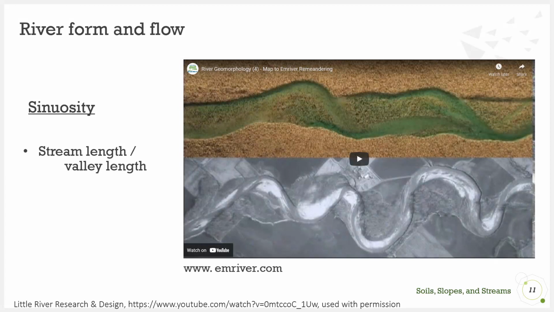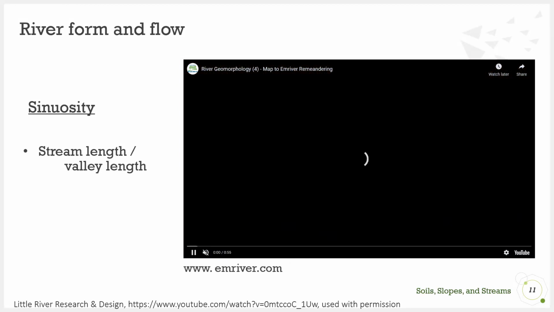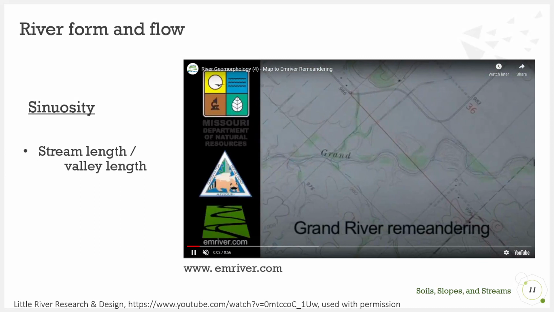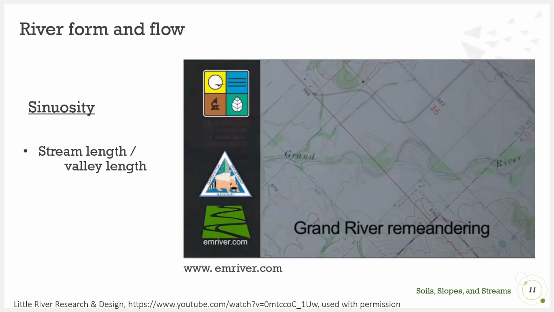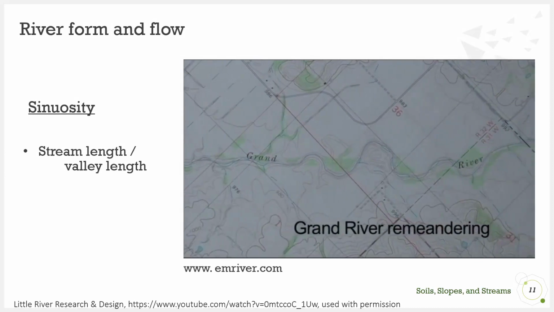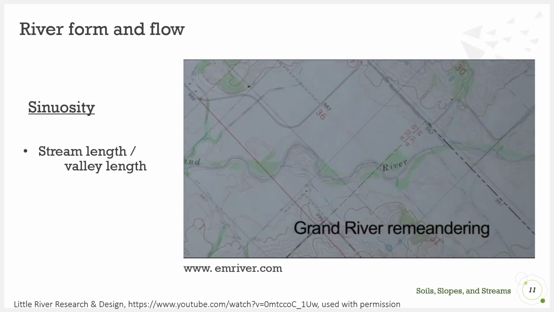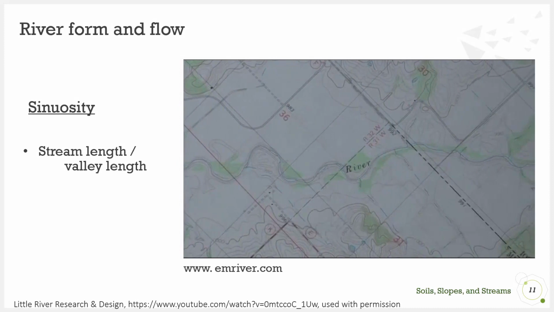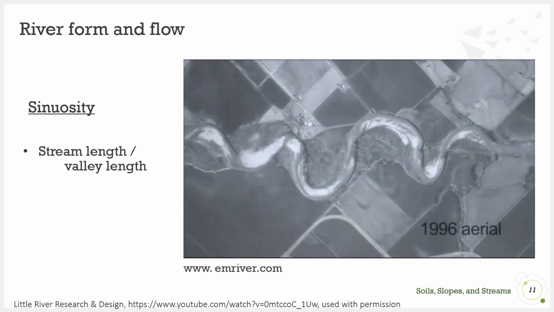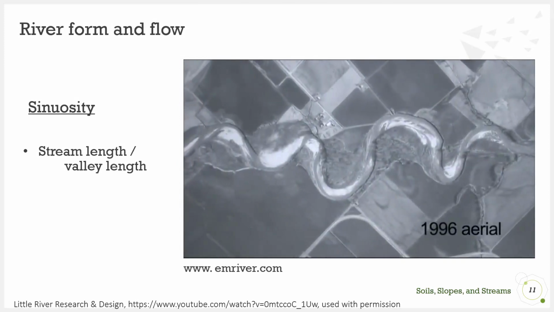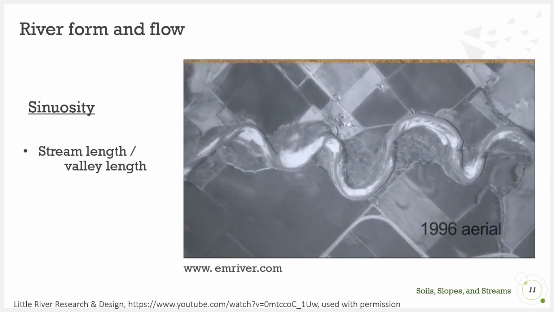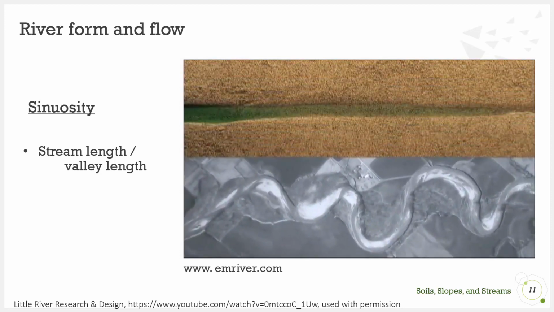This short clip nicely highlights river sinuosity. You're looking at a map of the Grand River in Missouri. You can identify river meanders in this sinuous system and also in the flyover aerial image. In this aerial image, note the agricultural fields and farms that are adjacent to the stream.